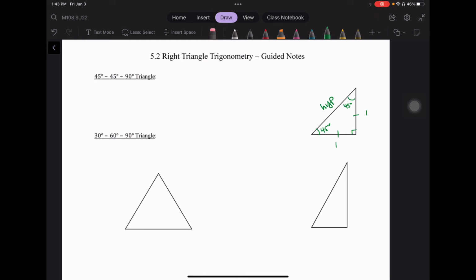Now, let's say I gave this side length 1. That means that this side length would be 1. We can use the Pythagorean theorem to figure out what the hypotenuse would be. So the hypotenuse would be equal to the square root of 1 squared plus 1 squared, or the square root of 2. And we will use this for the unit circle. Sometimes you see it with x, x, and x root 2. You can use it to find out the values of various right triangles that are 45, 45, 90.